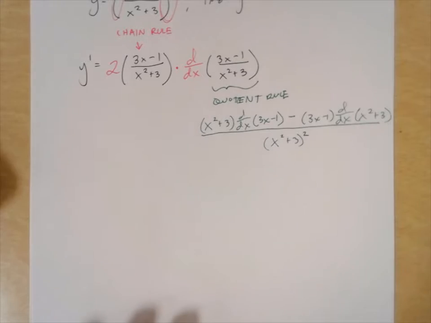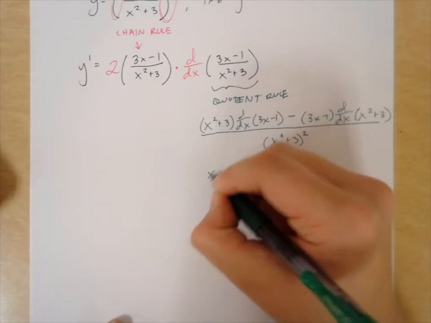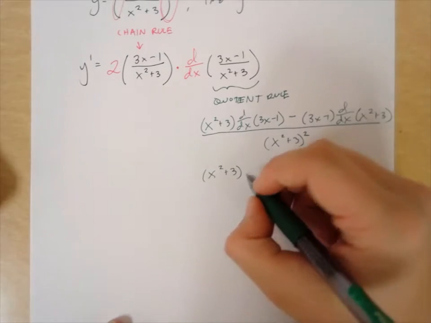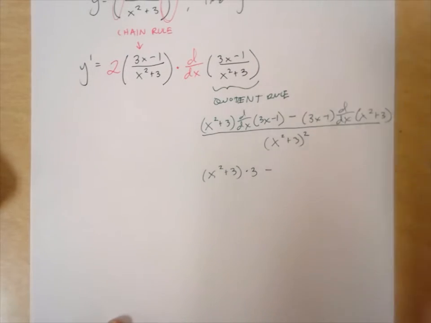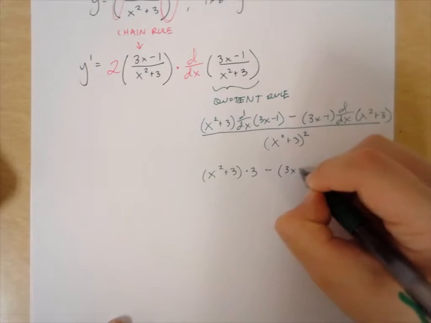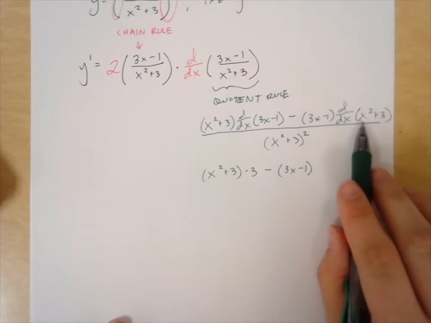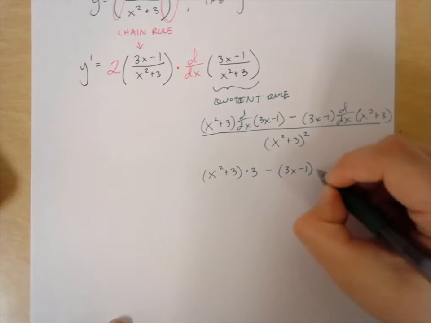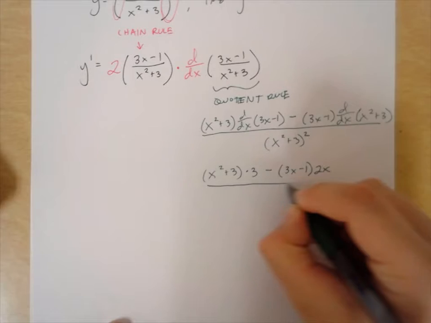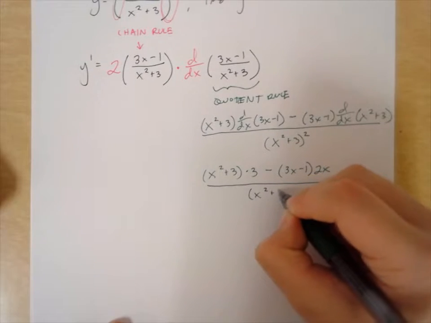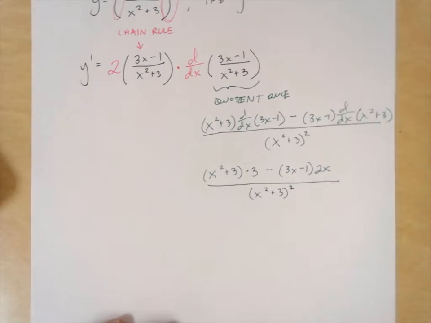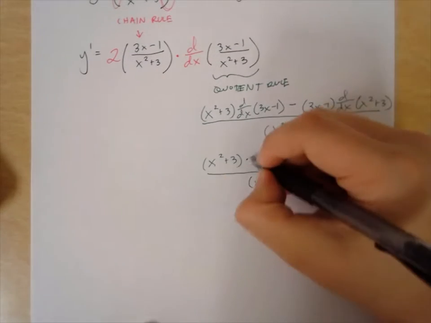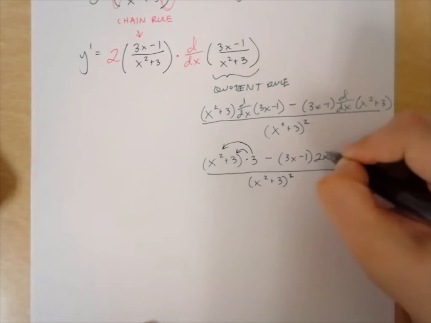As I start to simplify here, I get x squared plus 3, and the derivative of 3x minus 1 is just going to be 3. And then I have minus 3x minus 1 times the derivative of x squared plus 3. Well, the 3 would go away, and the derivative of x squared is just going to be 2x. And then I still have all over x squared plus 3 squared. Now on the top, I can distribute the 3, and I can distribute the 2x.